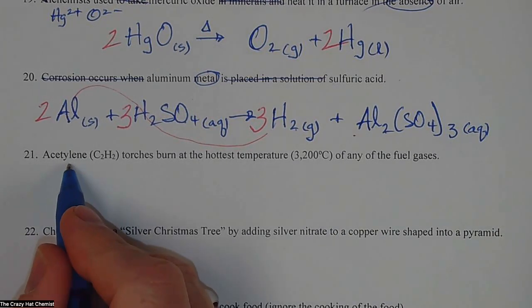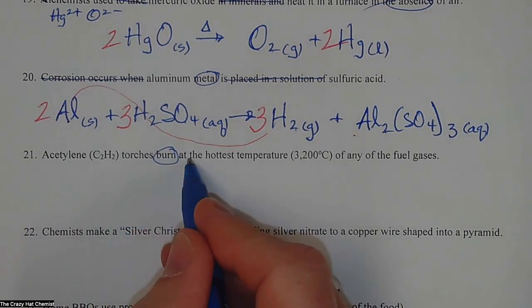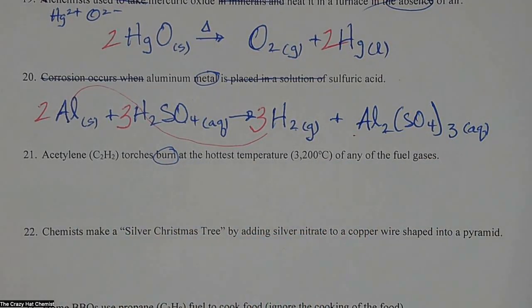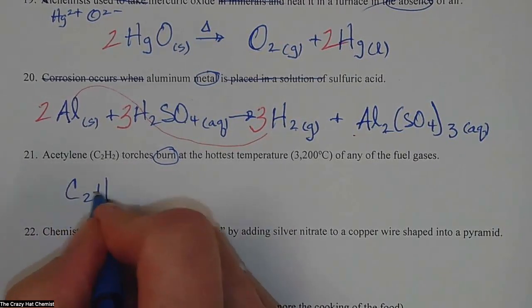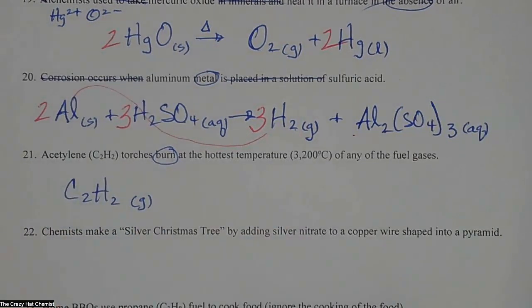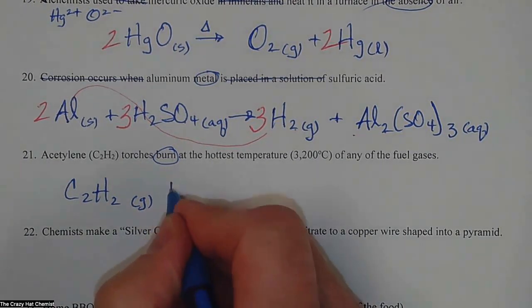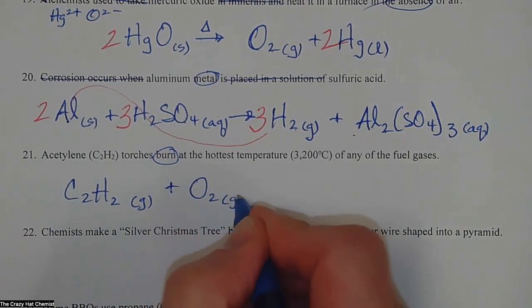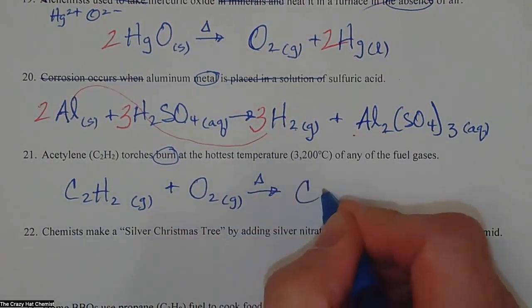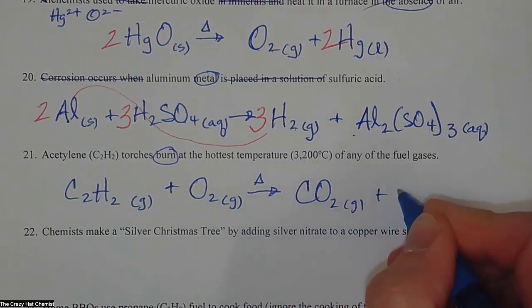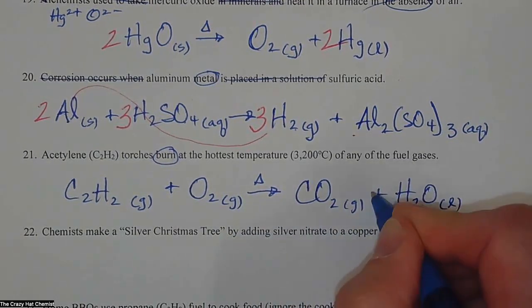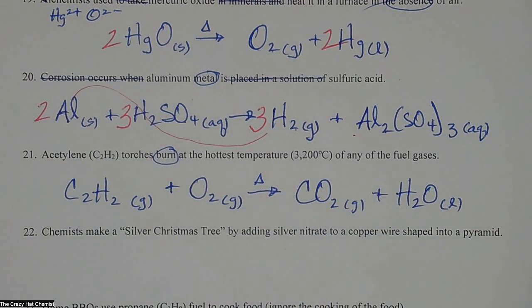All right. So acetylene torches burn at the hottest temperature of any of the fuel gases. Okay. So acetylene, C2H2, this is a gas. I don't know if you've heard about acetylene torches. Maybe you look it up online or something like that. They burn super hot. So it burns. So that means that this is a combustion reaction that requires molecular oxygen and an arrow and a delta and carbon dioxide gas and water that's, we're going to say a liquid. And I wouldn't mark you off if you put the water as a gas on this one, because this is so darn hot.